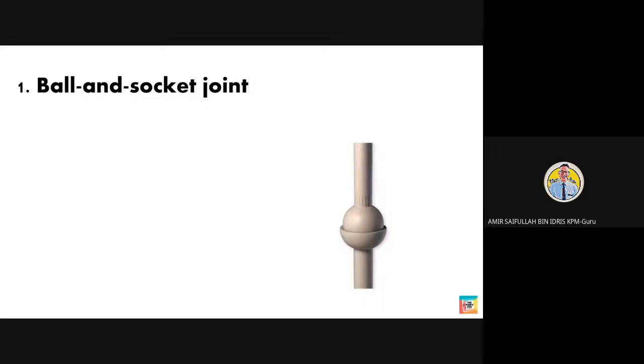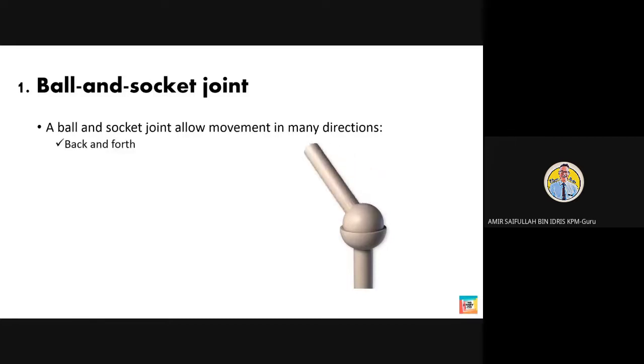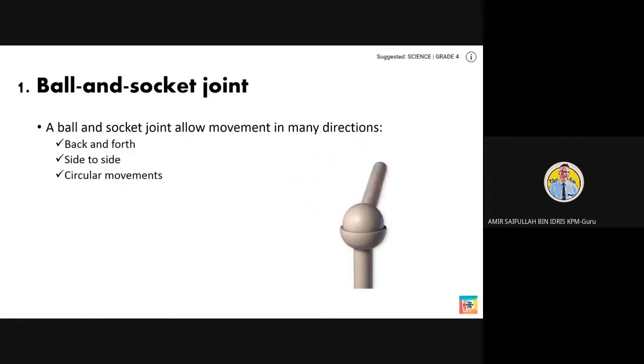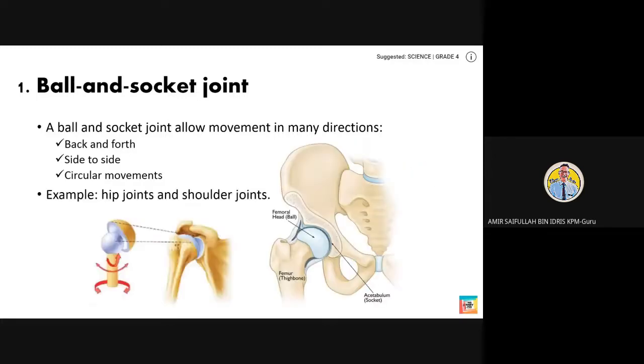The ball-shaped end of one bone fits into the cup-shaped socket of another bone to form a ball and socket joint. A ball and socket joint allows movement in many directions. Back and forth. Side to side. Circular movements. Examples of ball and socket joints are hip and shoulder joints.